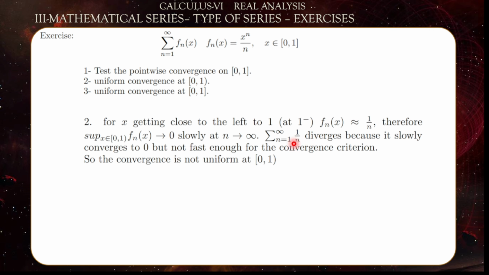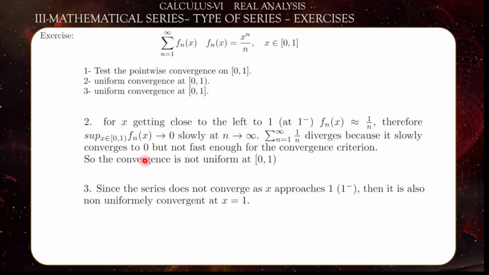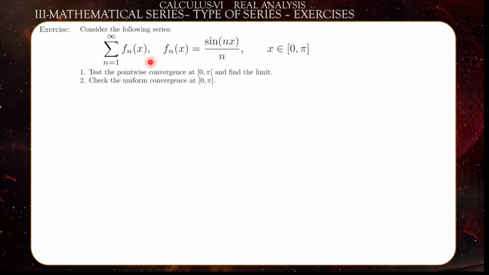Because the series sigma n equals 1 to infinity of 1 divided by n diverges, it slowly converges to 0, but not fast enough for the convergence criterion to be uniform. So the convergence is not uniform at (0, 1). Now, since the series does not converge as x approaches 1 from below, it is also non-uniformly convergent at x equal 1.